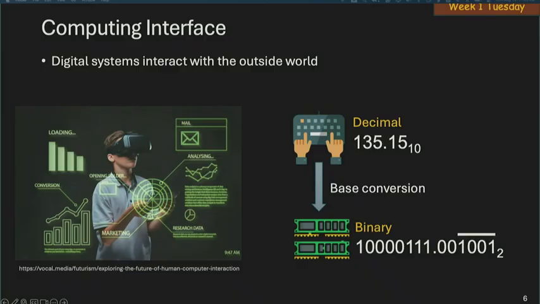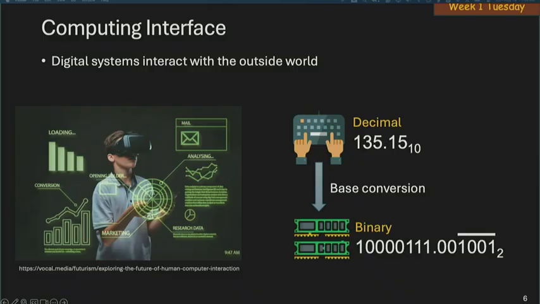So if I ask you to do this conversion, you have two choices. Number one, you just plug it into an online calculator. It does a conversion for you. Number two, you do it by hand using division and multiplication algorithm for the integer and decimal parts, respectively.